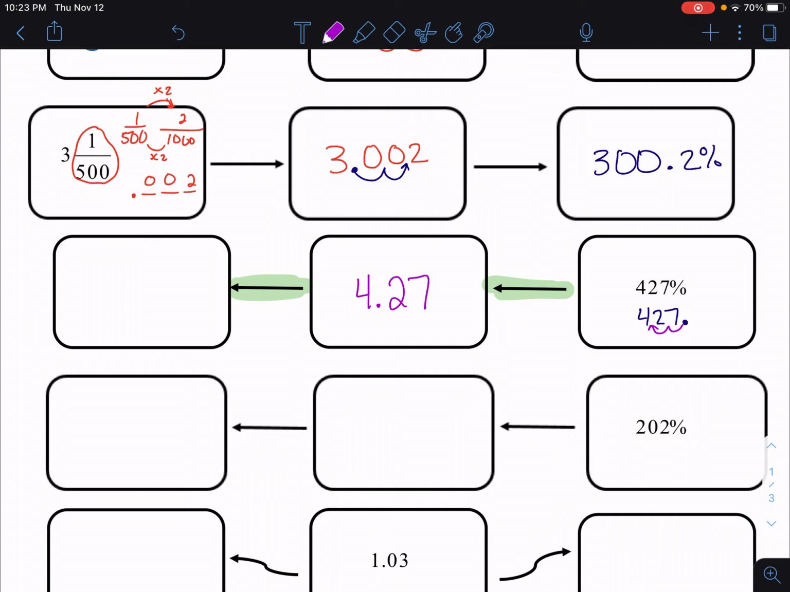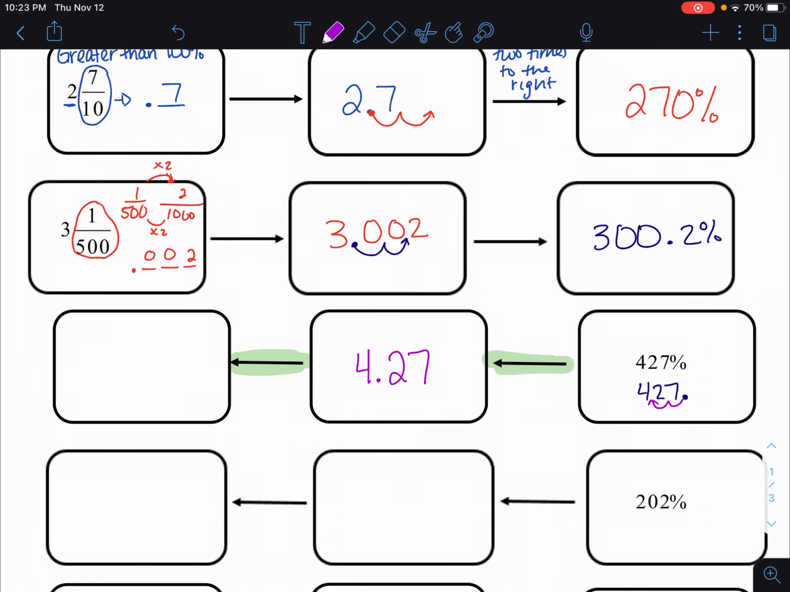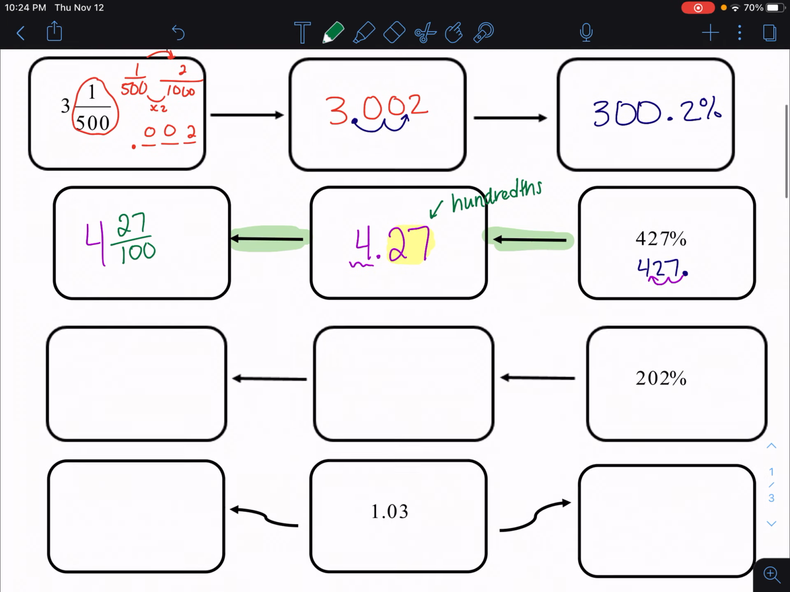And now to go from a decimal to a fraction, I'm going to use this middle number. I'm going to create a mixed number. So just like the first two had that whole number out front, this one has the whole number out front. So I'm going to do 4 first, and then I'm going to follow my place value. My place value here is in the hundredths place. It's 2 decimal places. So this is going to be 27 over 100, and 27 over 100 cannot be simplified.